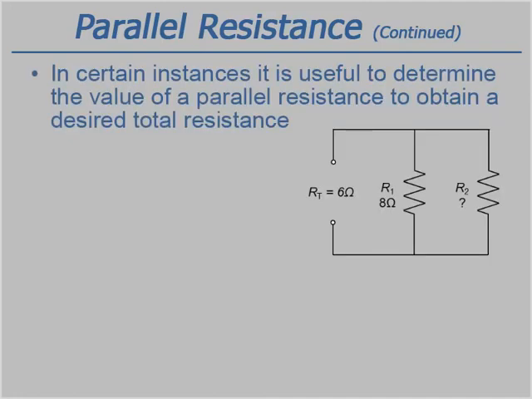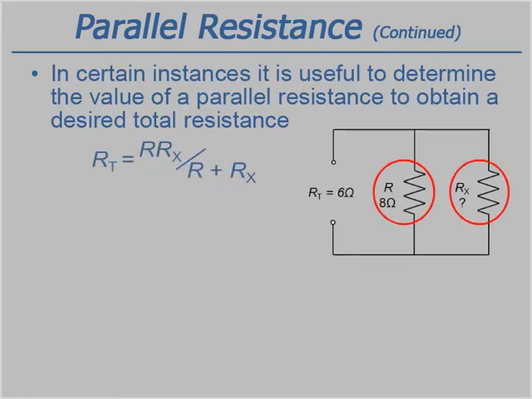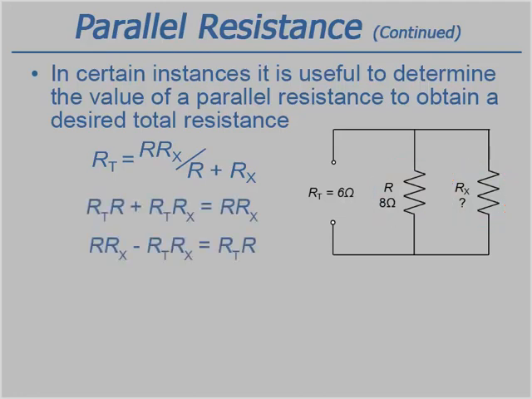In certain cases involving 2 resistances in parallel, it is useful to find an unknown resistance to obtain a certain total resistance. To find the appropriate equation, we start with the equation for total resistance and let the known resistor be R and the unknown resistor be Rx. Now, cross-multiply the equation and then transpose the equation. Next, factor the equation and solve the equation for the unknown circuit resistance.